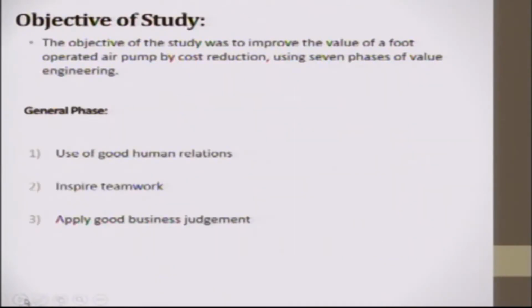So the objective of the study here is to improve the value of a foot operated air pump by cost reduction using 7 phases of value engineering. Here 7 phases were used, that is, the general phase was also used. This was a study carried out with one of my MTech students. The whole study took several months to do, but I will just take some part of that to explain how value engineering is carried out.